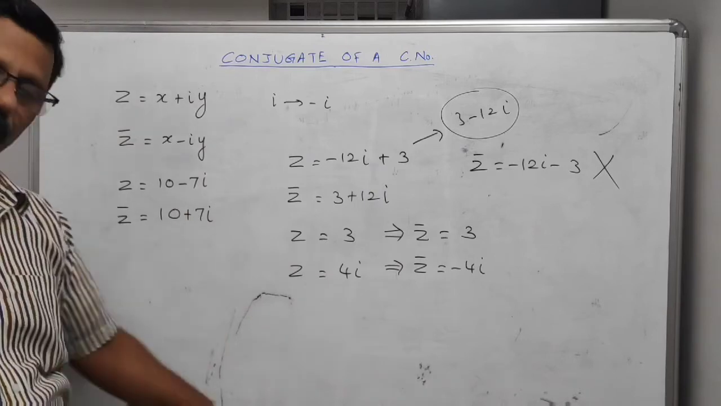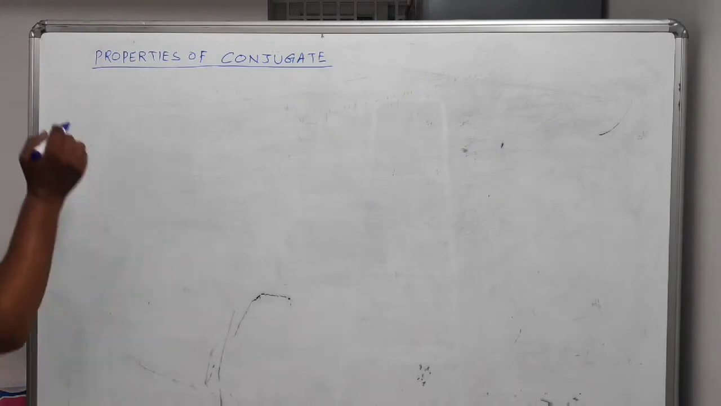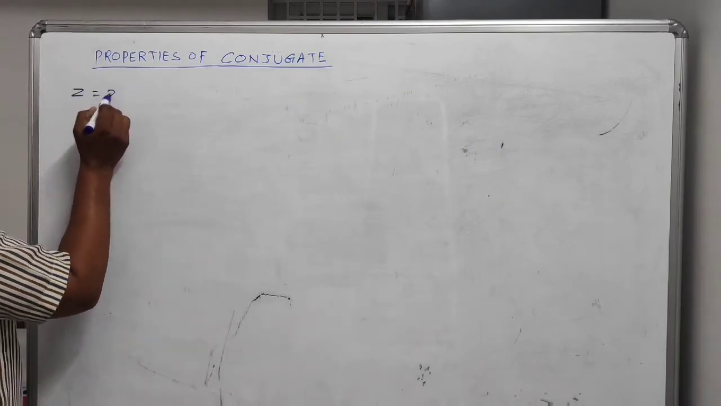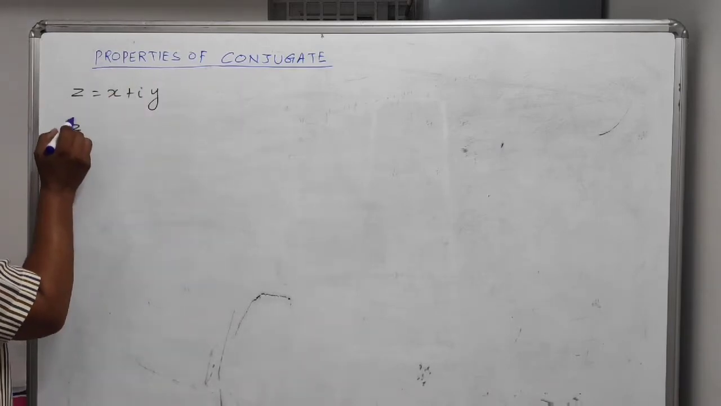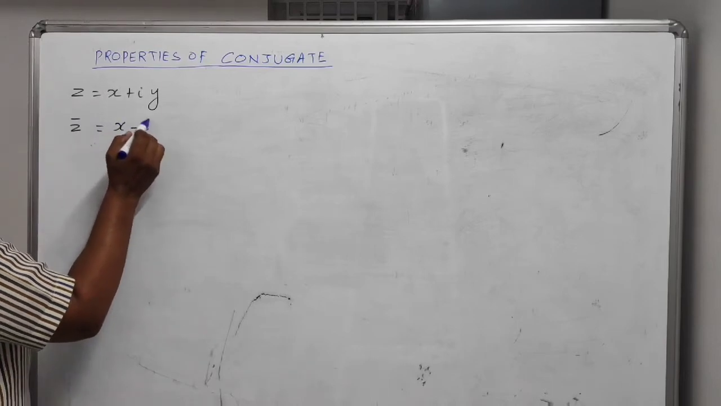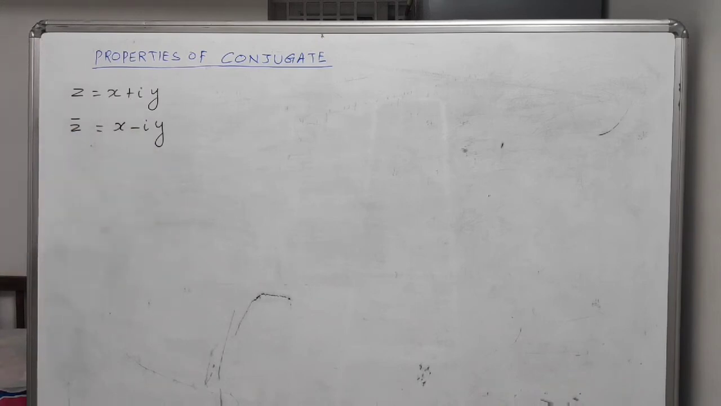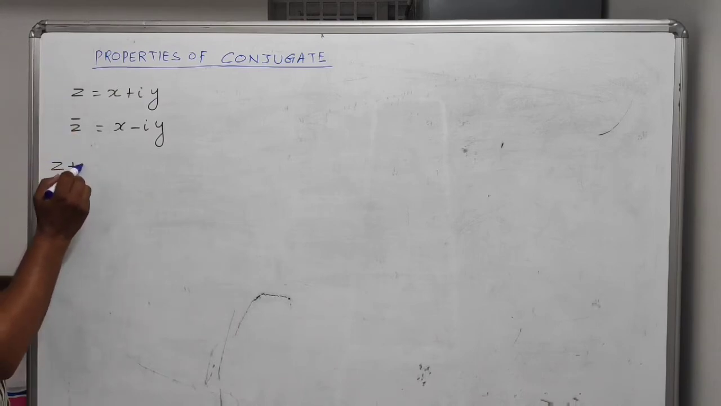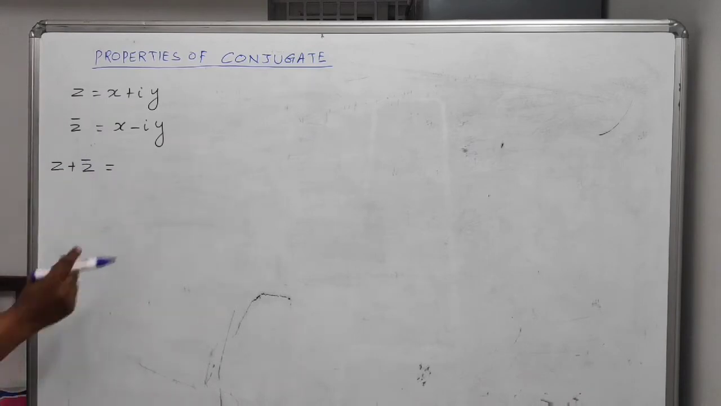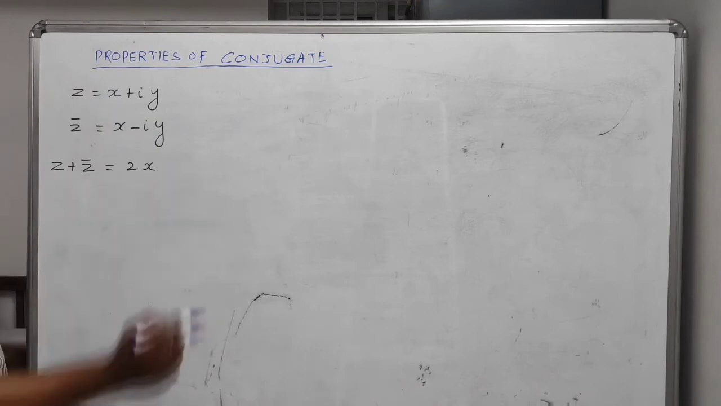Now let us see the properties of the conjugate of complex numbers. We know very well, if you take z is equal to x plus iy, definitely z bar will be equal to x minus iy. That is, just change the sign of the imaginary unit. Now this is z and this is z bar. Now add these two, z plus z bar. Z plus z bar means x plus x is equal to 2x.